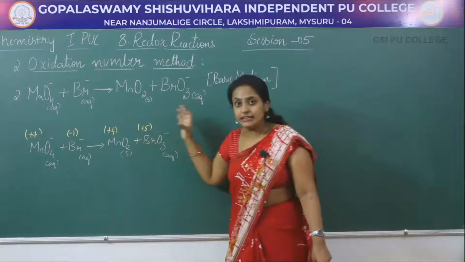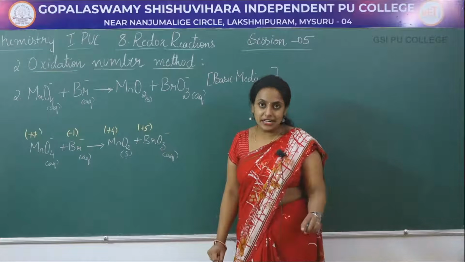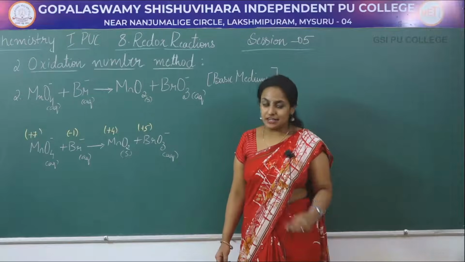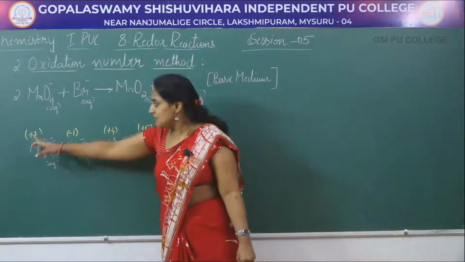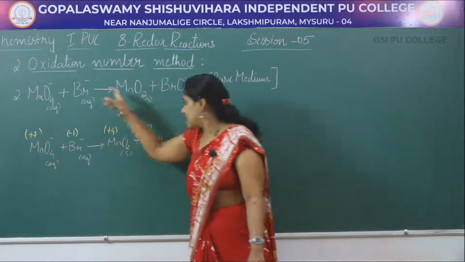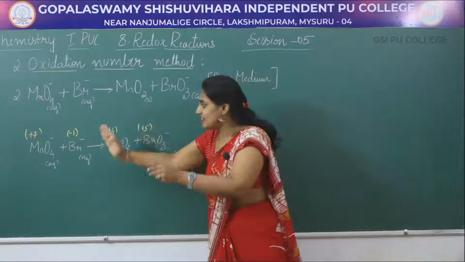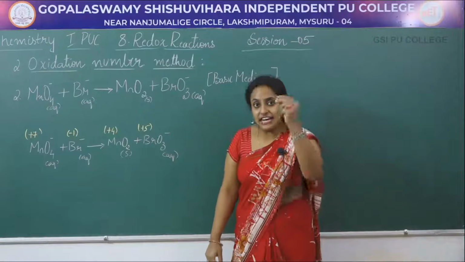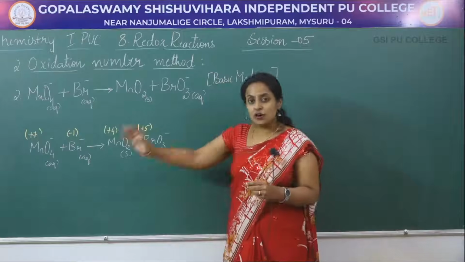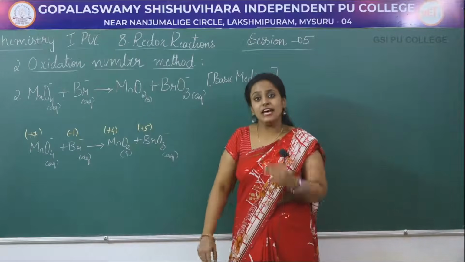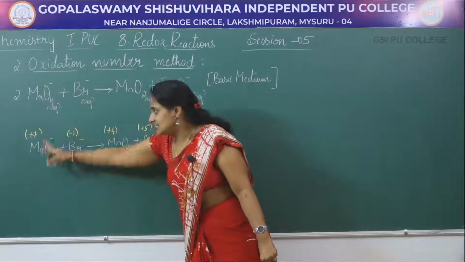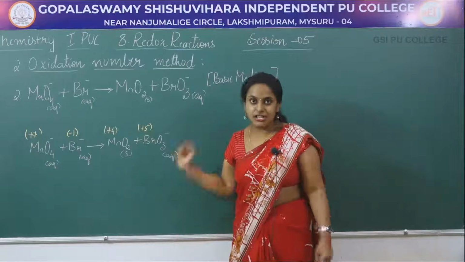After calculating the oxidation state, we shall find out which species is undergoing oxidation and which species is undergoing reduction. You can observe manganese changing its oxidation state from +7 to +4. Going from +7 to +4, what is happening to the oxidation number? The oxidation number is decreasing. As the oxidation number is decreasing, the reduction reaction is taking place. Therefore, manganese is undergoing reduction.